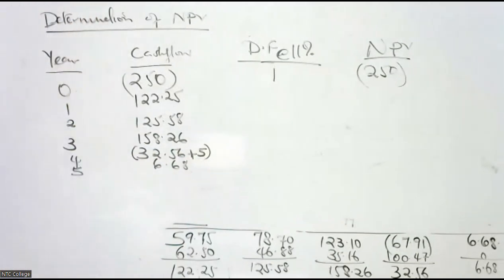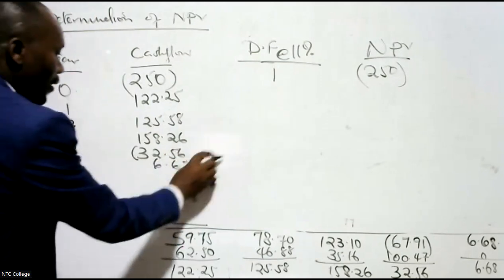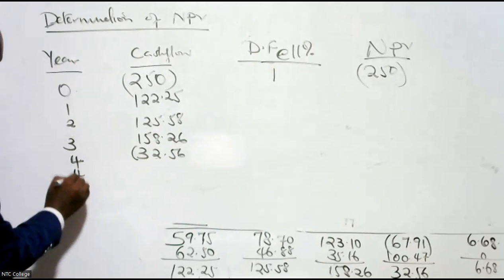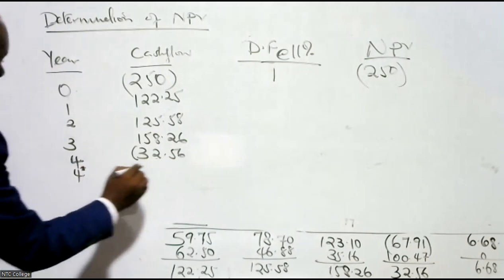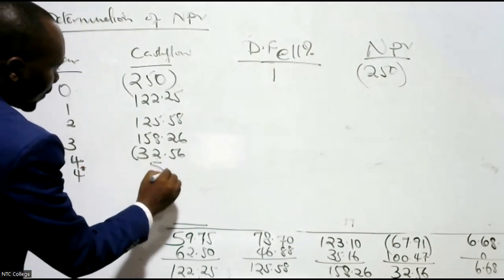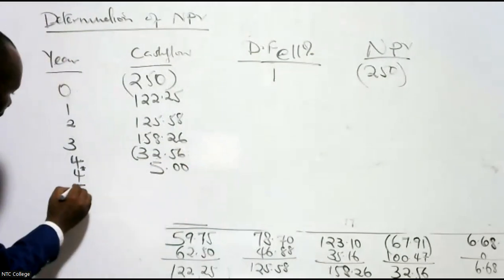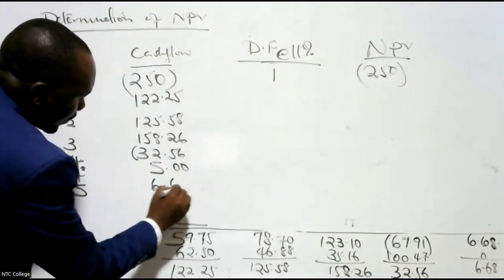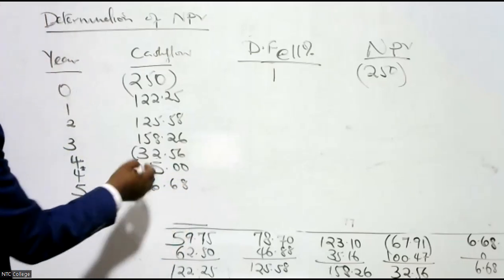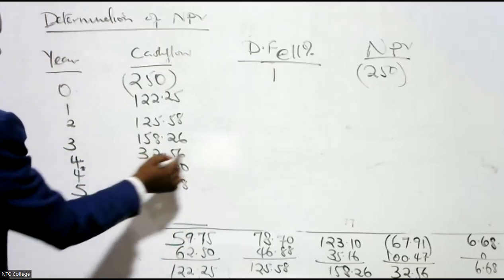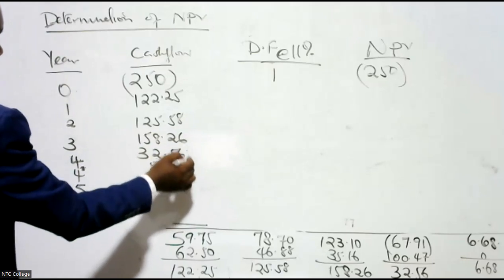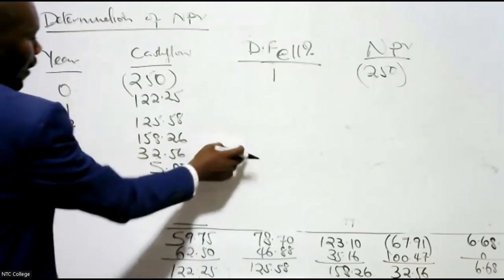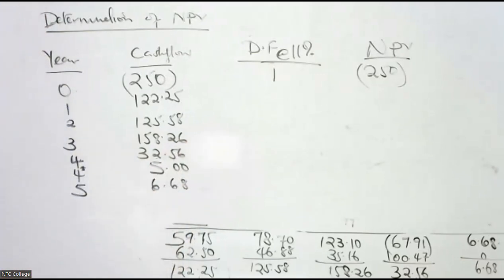Either you do it like this, or you come here and say that on the 4th year we now have the 4th year figure, then you have 500, then now the 5th year, which was 6.68. But make sure that the discounting factor you are using here and this one are the same. Either you add it or you put them separately, but have the same discounting factor.